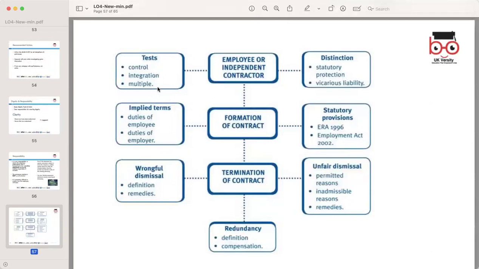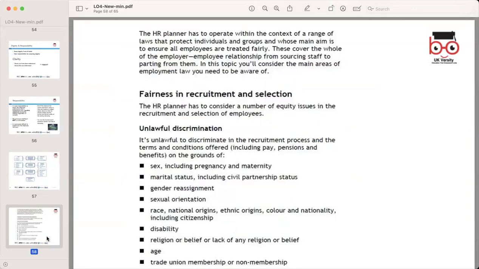Tests, gain control, integration, multiple employee terms, wrongful dismissal, and employer and independent contractor, formation of contract, termination of contract, unfair dismissal, permitted reasons, inadmissible reasons and remedies. So redundancy, definitions, and compensations. So the HR planner operates within a legal framework that safeguards individuals and groups, aiming to ensure equitable treatment throughout the employee relationship, from staff sourcing to separation. So this overview focuses on key areas of employment law.